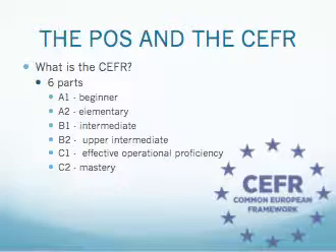The CEFR has 6 parts to it. It's A1, which is beginner, A2, which is elementary, B1, intermediate, B2, upper intermediate, C1, effective operational proficiency, and C2, which is the mastery level. Much like the POS, the CEFR aims to set the language skills high. Their goal is to get students from the beginner level to the mastery level. With the POS, this is their goal as well. It's our goal as teachers to get students from the beginner level to the mastery level.